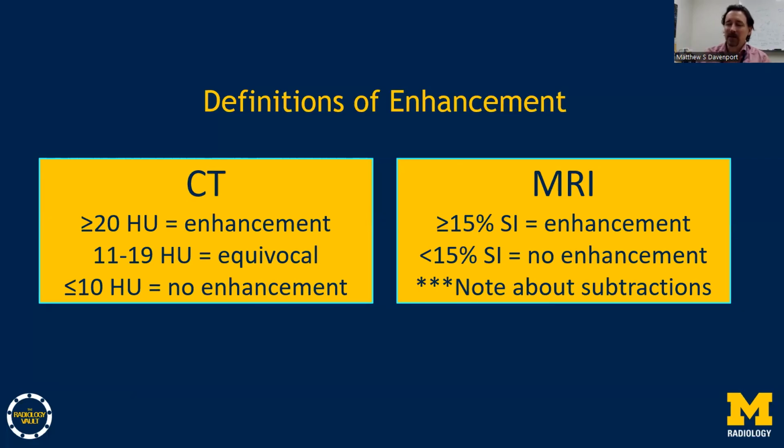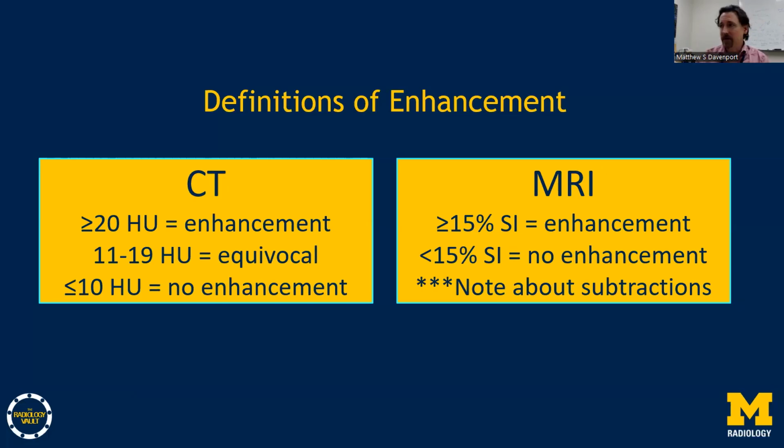So what does that mean, enhancement? At CT, if it's increasing in attenuation between phases of at least 20 Hounsfield units, that's enhancement. If it's an 11 to 19 Hounsfield unit change, that's equivocal. And if it's less than 10 Hounsfield units, that is technically not enhancement, although I'll show you some caveats to that. At MRI, quantitatively, it's at least a 15% increase in signal intensity between phases.